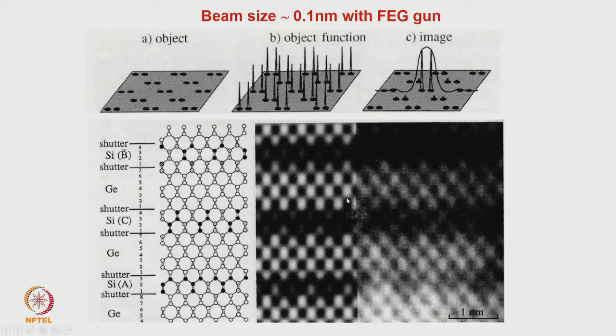But we should still have some idea of the type of elements, because this can only tell, depending upon the intensity of the signal or the intensity of the image, whether it is a high Z or a low Z element. To find out which particular element it is, we may have to use either EELS or EDS.